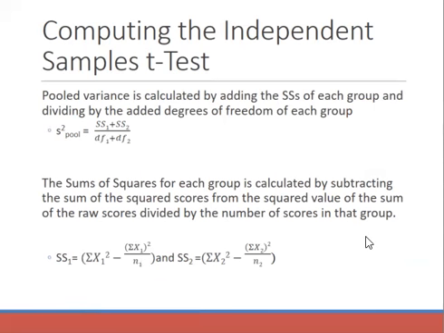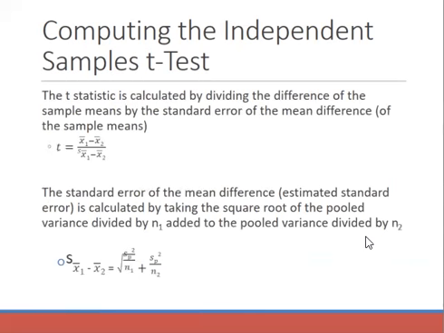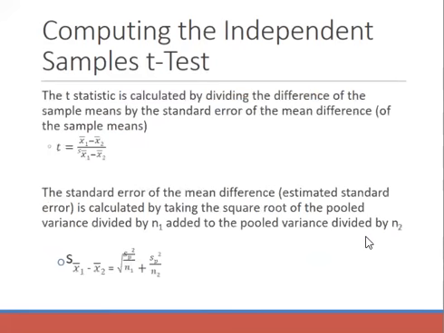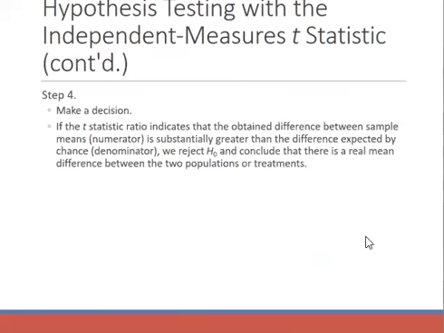Okay, so essentially you have to work your way backwards. First, you have to get the sum of squares, then you get the pooled variance, then you get the standard error of the mean difference, and then you can calculate your t-value, which brings us to this list right here. Okay, so you do that, you calculate your t-value.